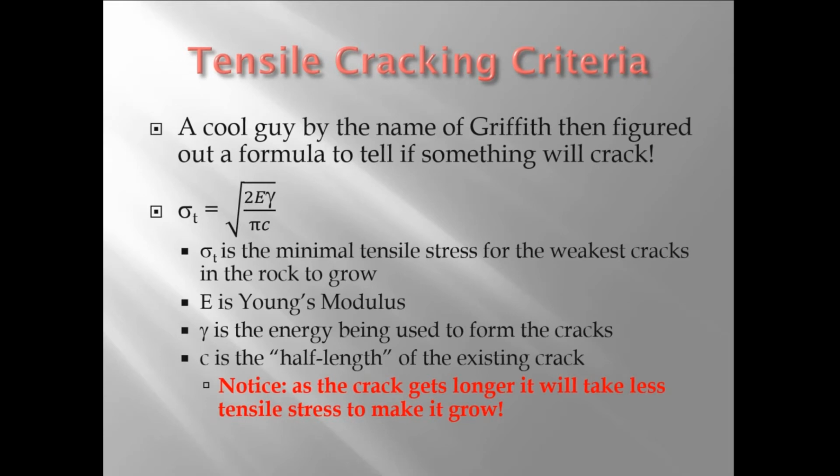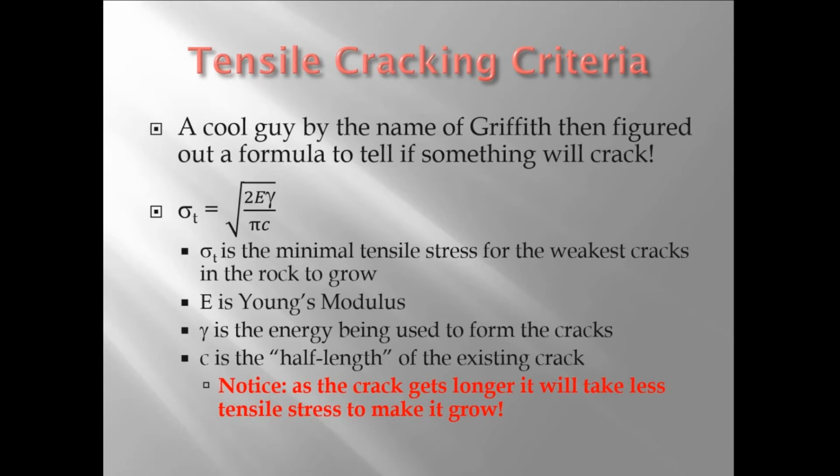Now, Mr. Griffith had cracks named after him, so he felt special. But more importantly, he figured out why or when the rock is going to crack. This equation here is the minimum stress needed to break something. So sigma t is the minimum tensile stress, either literally adding tension or tension caused by the compression in the perpendicular direction. E is Young's modulus that you've seen before in the semester.